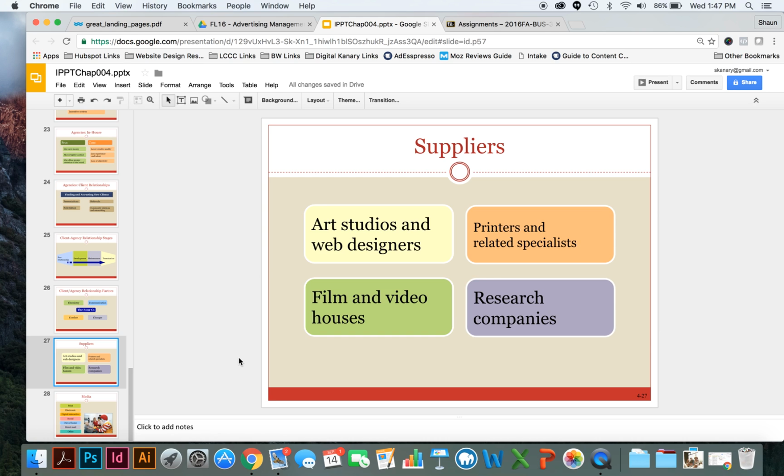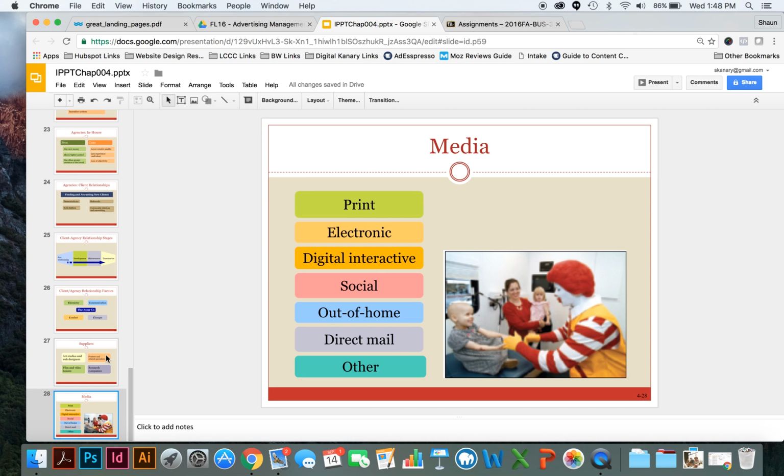Suppliers: obviously the agencies don't have all their resources in-house. They often work with suppliers to get artwork and website designs, the actual advertisement materials printed, the TV commercials made, and also the data companies that help them put together the targeting and segmentation models, which sometimes are individual research companies. And the last slide, some examples of the media that is out there.